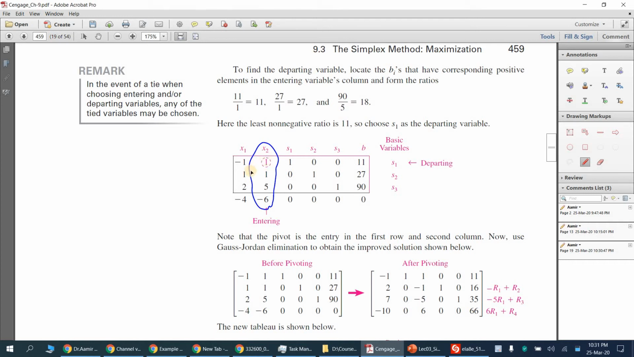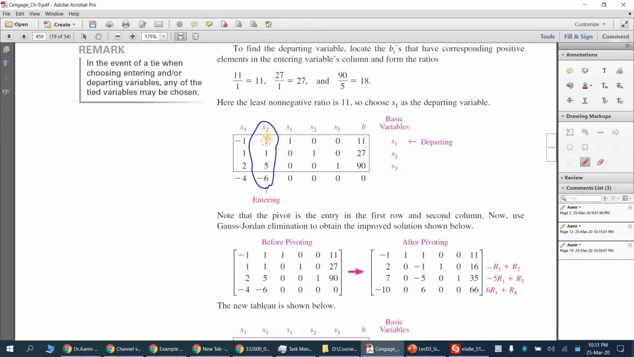How to make it 1? You can divide the whole row by it. So for example, if this value is 7, you will divide the whole row by 7. Here it is already 1, so you don't need to do anything.